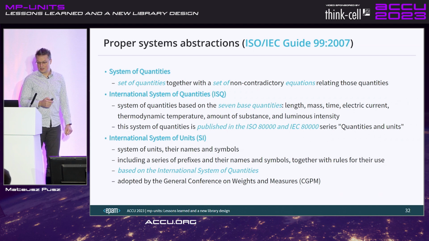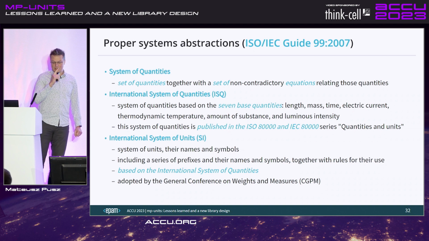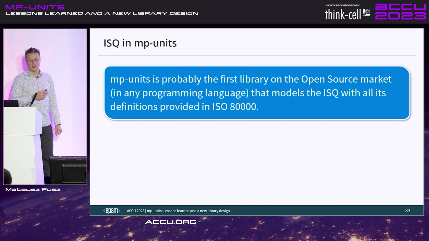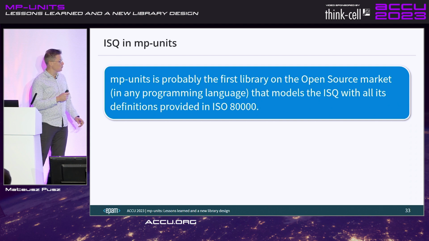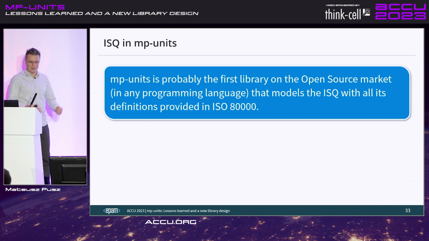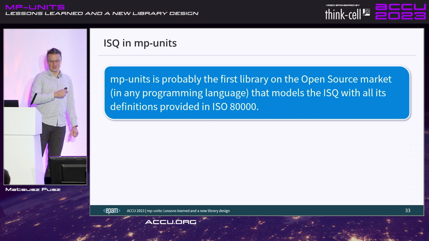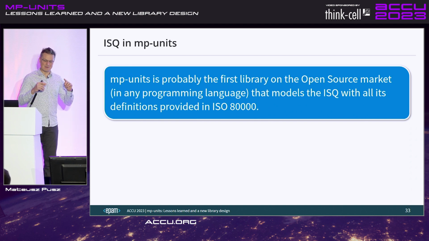And it turns out that none of the libraries I know of on the open source market, in any programming language, not only C++, model ISQ. It was a surprise to see that no one bothers about it, and also a surprise for me to discover that there is such a standard, because some time ago I was also not aware of it. There's an official standard by ISO, the same organization that standardizes C++, that specifies a lot of quantities with official equations and names and so on.